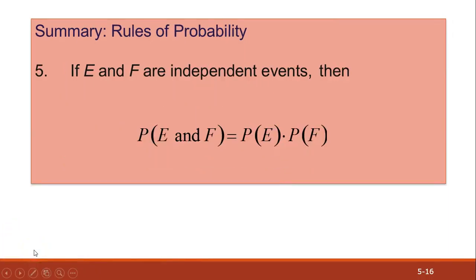And this is just the last thing that we have discussed, something about independent events. So if E and F are independent events, then we apply the multiplication rule. So if we have P of E and F, it is equal to the probability of E times the probability of F.